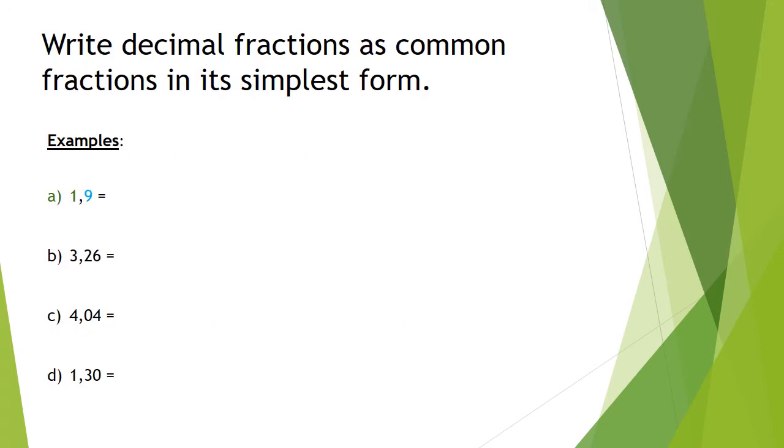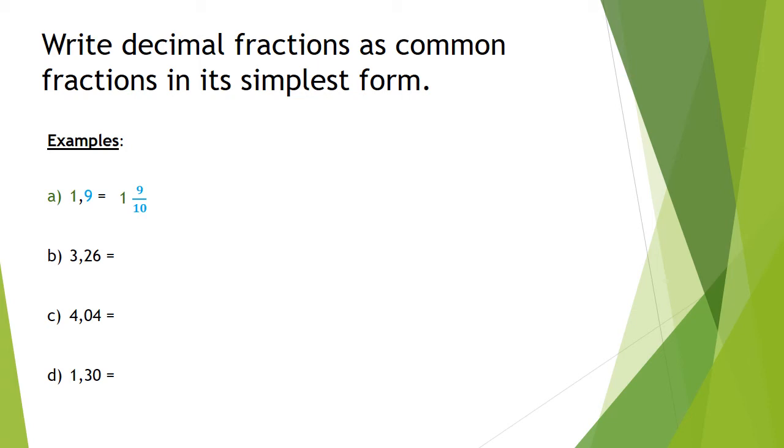Write decimal fractions as common fractions in its simplest form. A. 1,9. The 1 in front of the decimal comma is the whole number, and the 9 will be the fraction part. The place value of that 9 is tenths, so the denominator will be 10. And then you write the 9 as a numerator, 1 and 9 tenths. It's already in its simplest form, so that would be your final answer.